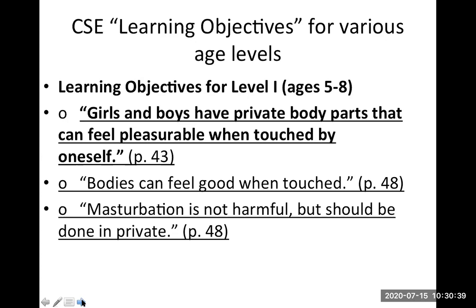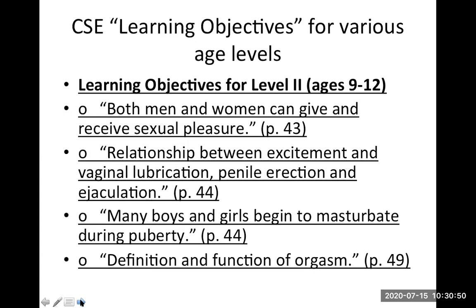You know, people have been asking, what is this CSE curriculum that you people don't want us to look at? Essentially, this is some of the content. CSE learning objectives for various age levels, 9 to 12. Okay, 9 to 12, this is a little bit into adolescence, but still early adolescence. So we are saying that both men and women can give and receive sexual pleasure. We are telling them about the relationship between excitement and vaginal lubrication, penile erection and ejaculation.